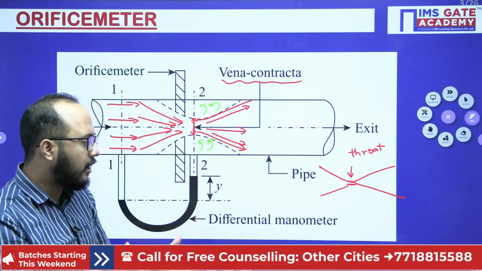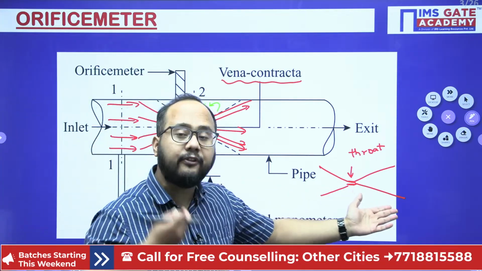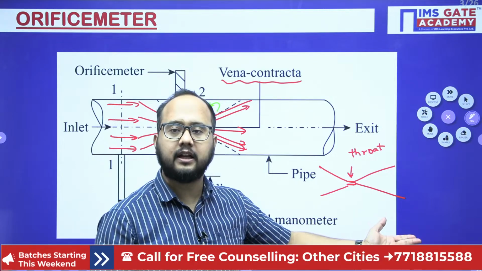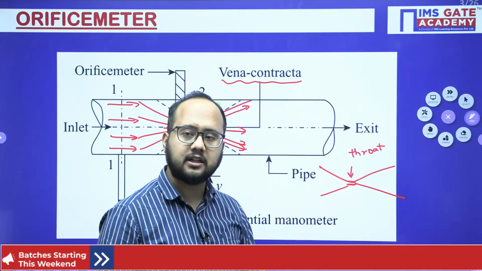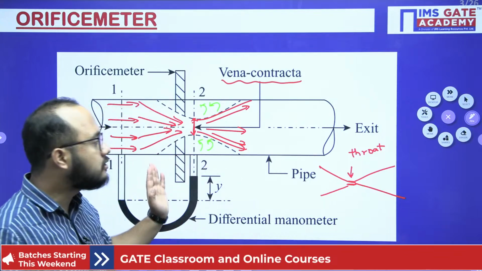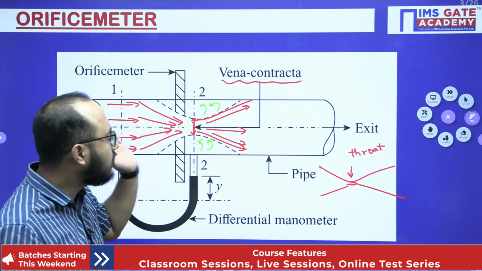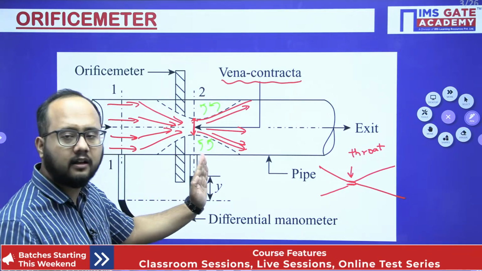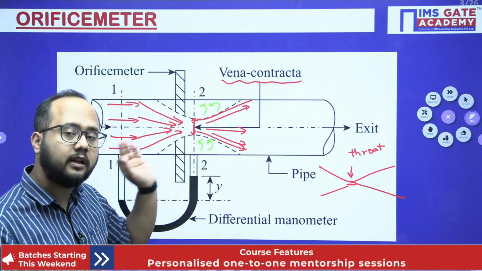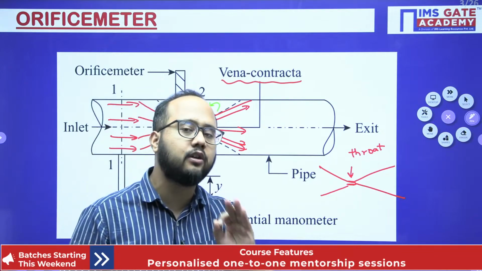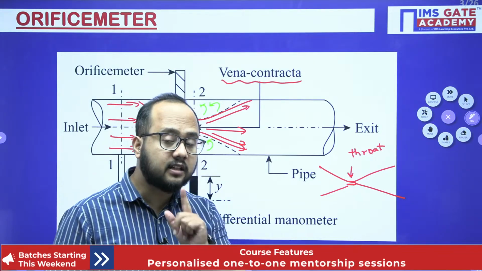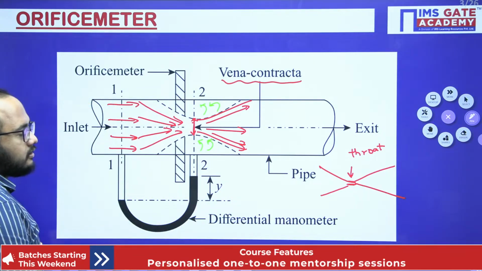See, apply your mind. In the Venturimeter, we have provided the diverging section. But in this case, no diverging section is provided. So what will happen? The losses in the case of the Orificemeter are very high as compared to the Venturimeter. That is an important point you should understand. So losses will be there.